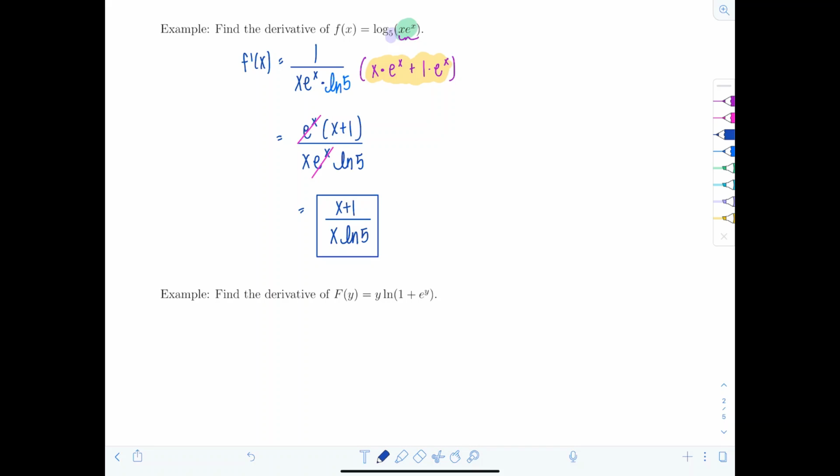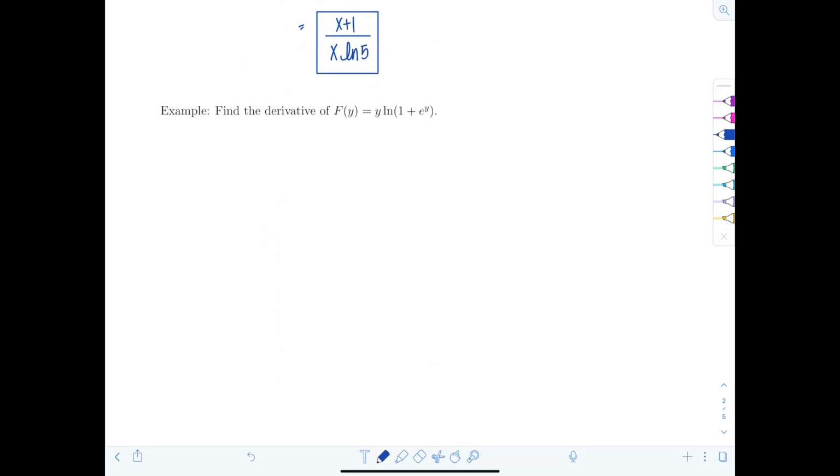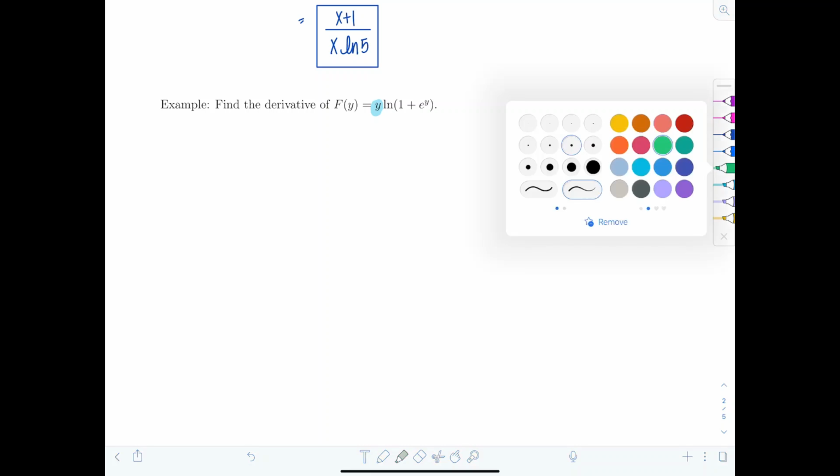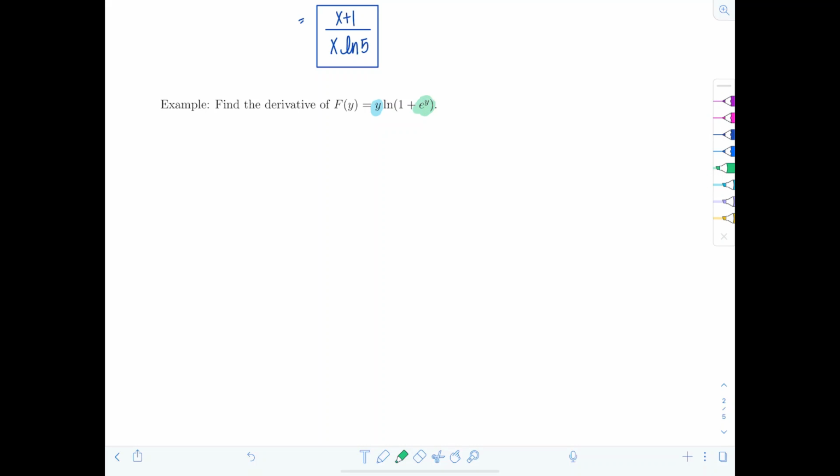Okay, let's look at a few more. Here we're finding the derivative of f of y, which equals y times natural log of 1 plus e to the y. Notice I have to use the product rule when I start because I have y, that's one function, times ln of 1 plus e to the y, that's another function.